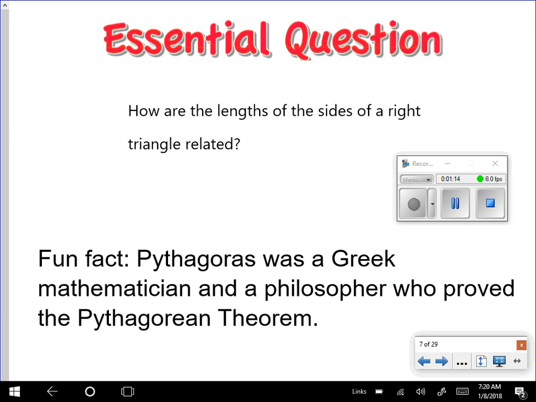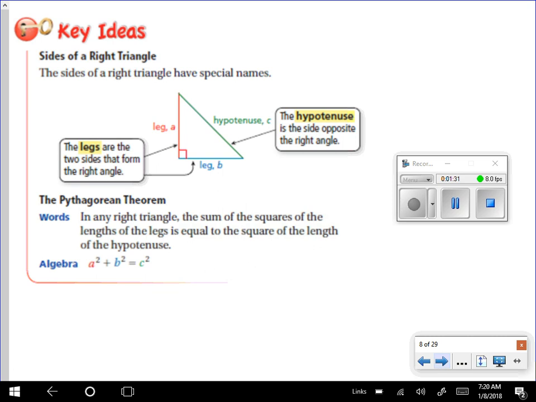But what we're going to be working with is triangles, specifically right triangles. So it asks, how are the lengths of the sides of a right triangle related? And that is going to be all focused around the Pythagorean theorem. So let's take a look here. Okay, so this is important. You want to write this down. Sides of a right triangle.